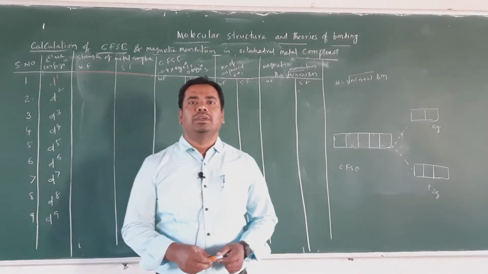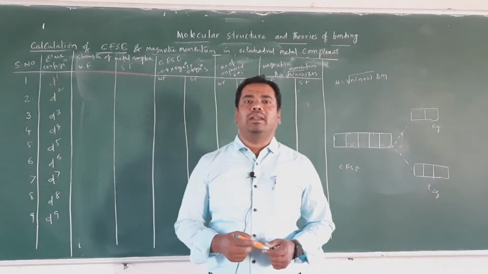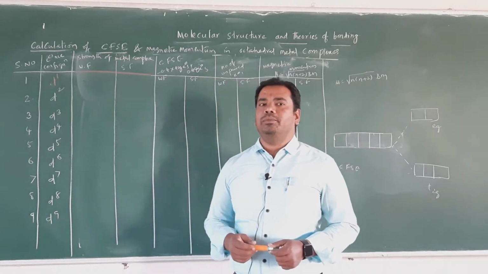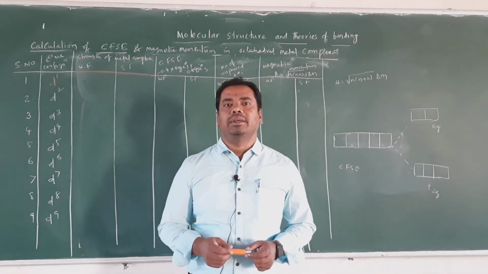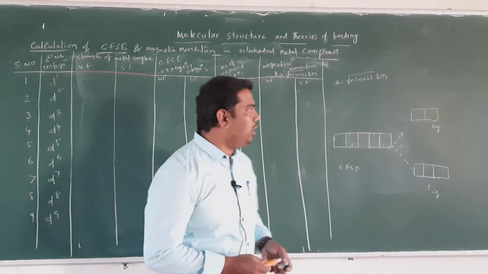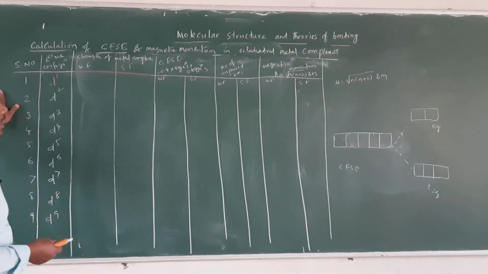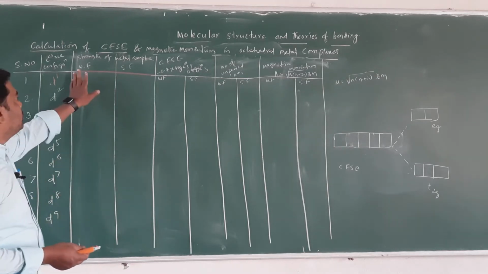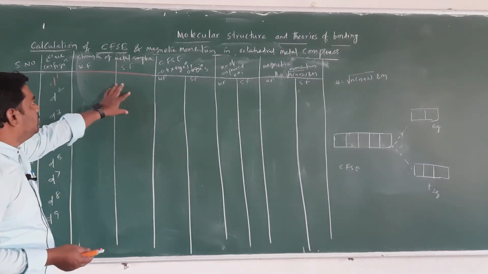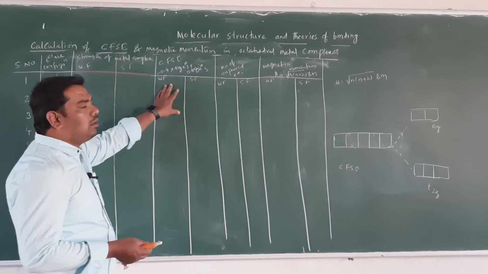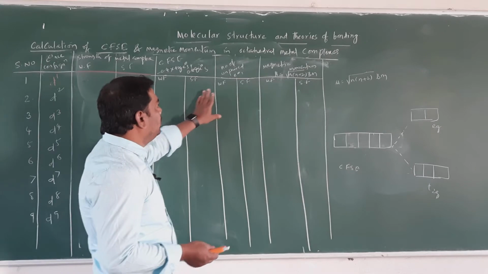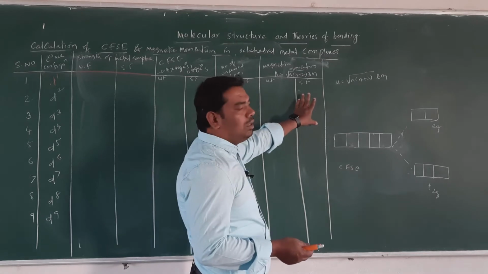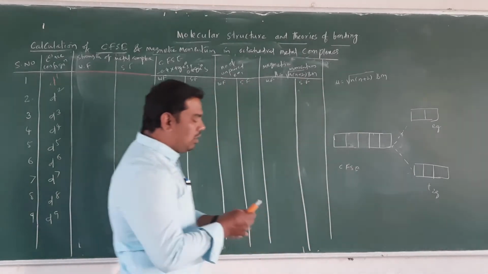Welcome to Hari Chemistry. In this session we will calculate the crystal field stabilization energy and magnetic moment of weak field complexes and strong field complexes. Here we have a table with D1 to D9 electronic configurations: the number of electrons, the t2g and eg configuration in weak field and strong field, the calculation of CFSE, the number of unpaired electrons, and the magnetic moment of weak field and strong field metal complexes.